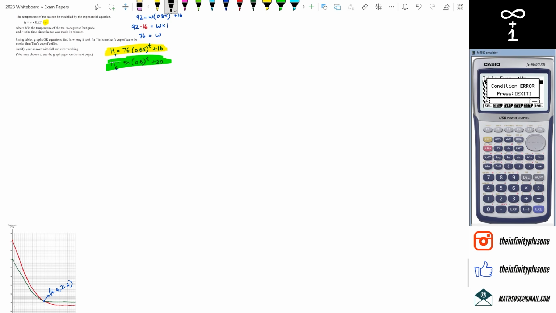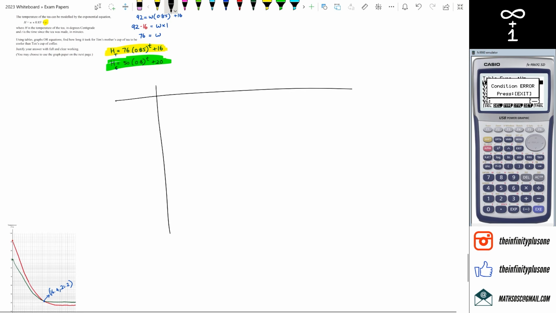So what you need to do is create a table and just go T and then H of tea and then H of coffee, and you literally start putting some numbers in there. So you'd have to put like 2, 4, 6, find out these values, and then eventually try and get close to that 16.4 as much as possible.